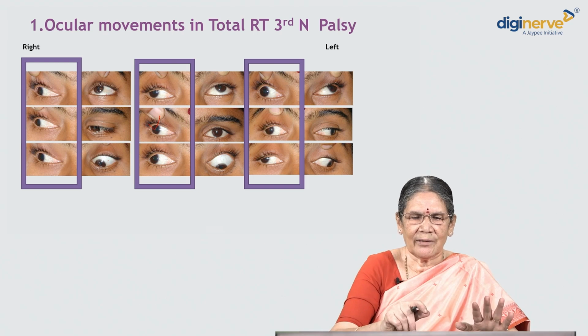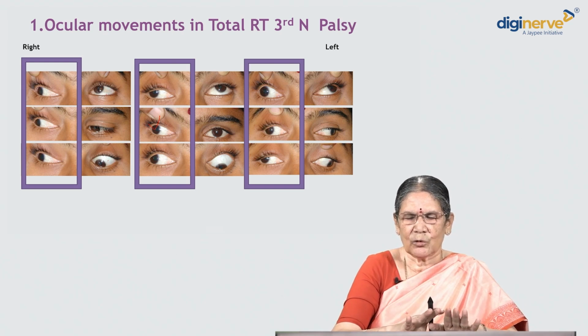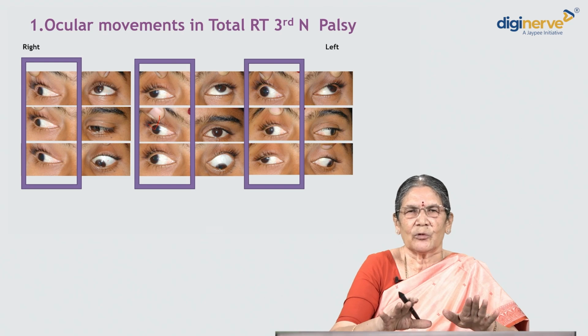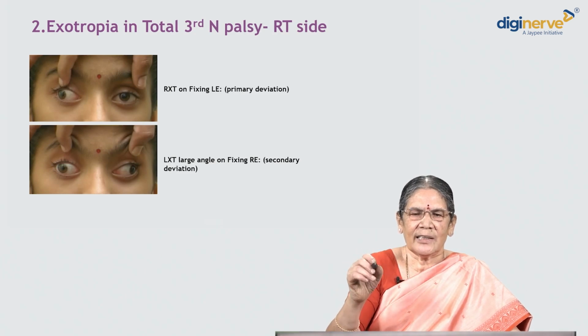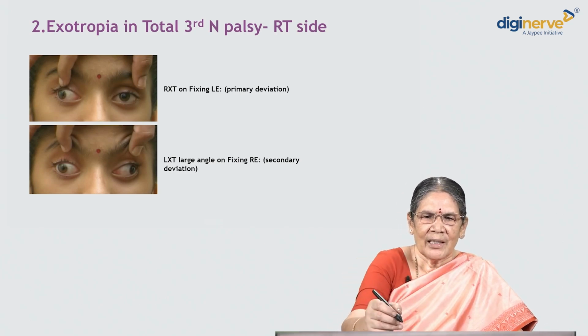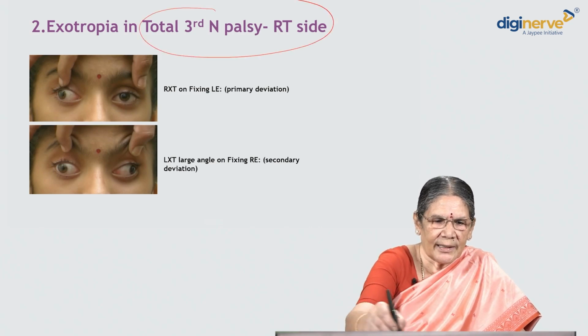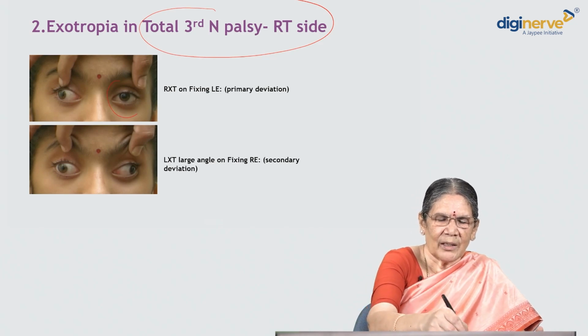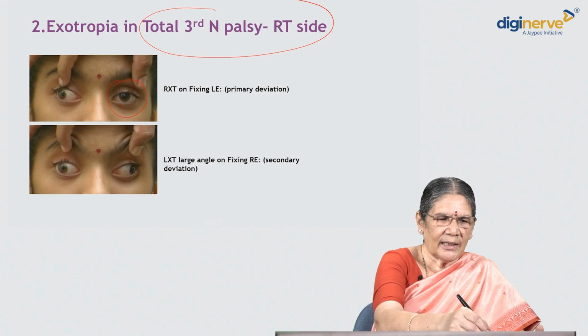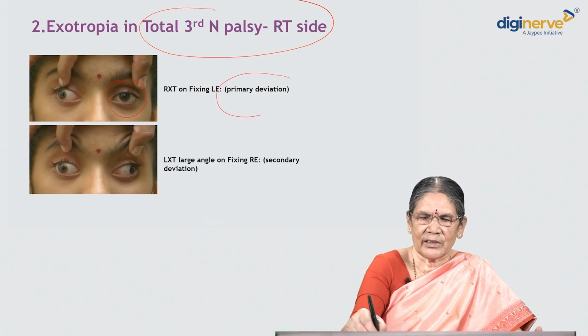Whenever you have a total third nerve palsy here, invariably you should look for the muscle sequelae, as we described under evaluation under strabismus. What is this? The muscle sequelae, as you are seeing, you should also look for the primary and secondary deviations. Earlier we said this is a total third nerve palsy, right side. The patient is now fixing with the normal eye. You see a deviation. This is called a primary deviation.